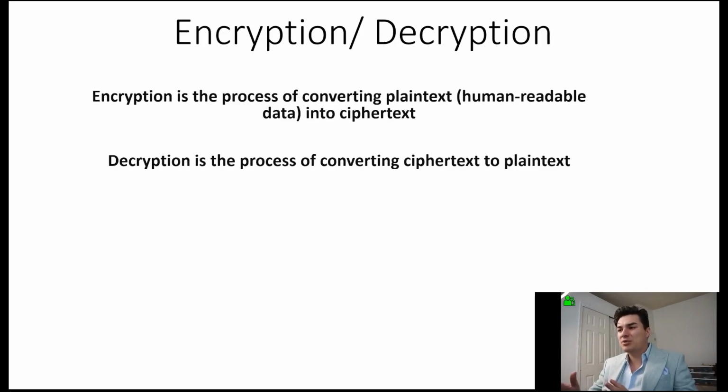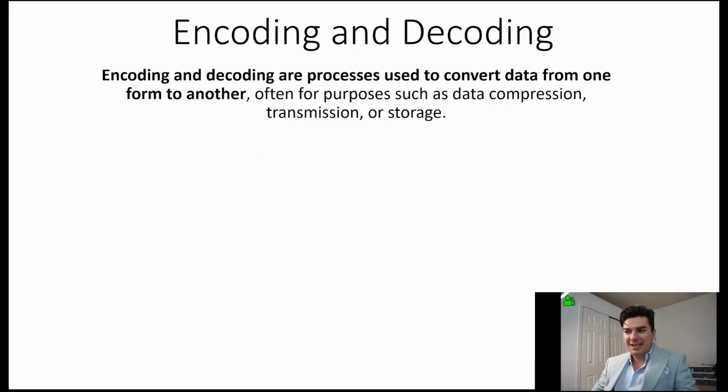So encryption and decryption: the best and most simple definition is that encryption is the process of converting plain text into ciphertext, and decryption is the process of converting ciphertext to plain text. Encoding and decoding refers to the process of converting data from one form to another form, and you'll see that often used in terms of data compression, transmission, or storage.